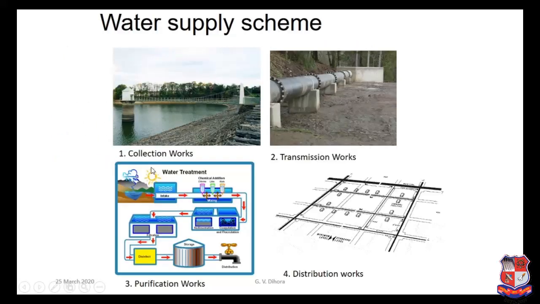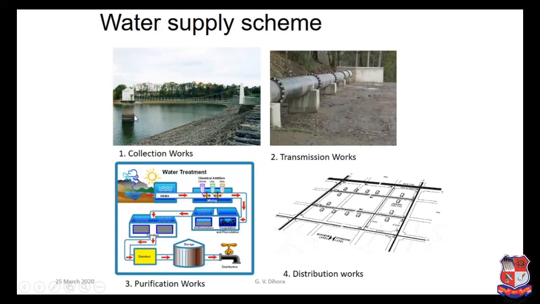If we talk about collection of water and transmission of water, collection means collection of water from surface or subsurface sources. We know all about the sources from which we can get water. First of all, we have to understand what a water supply scheme is. There are 4 components under the water supply scheme. First is the collection work, second the transmission work, third the purification, and fourth the distribution work.